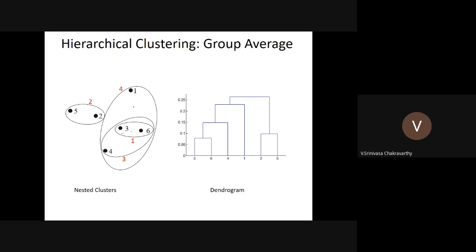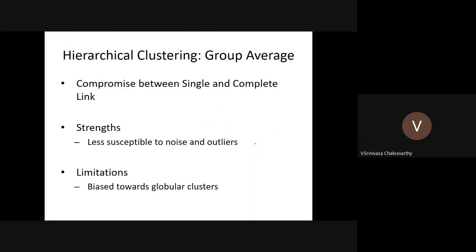Okay, so here also you can see that the ordering of the data points on the x-axis is quite unique to this measure. The advantages or strengths are that it is less susceptible to noise and outliers. Limitations: this is also biased towards globular clusters.